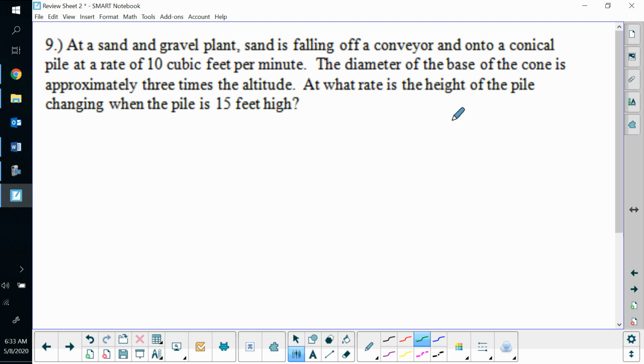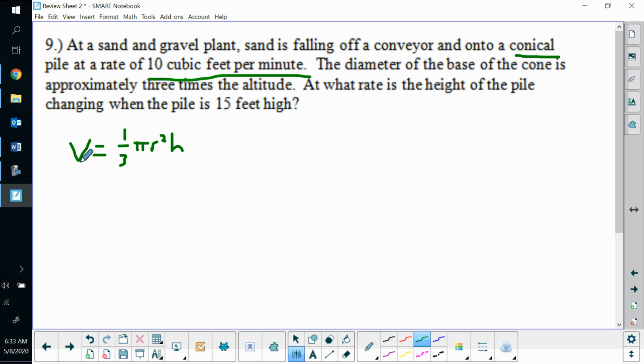So we know we're working with a cone. We got to think about what formula we should work with for a cone. Well, the fact that we're given 10 cubic feet per minute, feet cubed, means we're dealing with a volume. So we want to do our volume of a cone formula. So V equals 1/3 pi r squared h. So this 10 cubic feet per minute is a dV over dt because it's feet cubed.